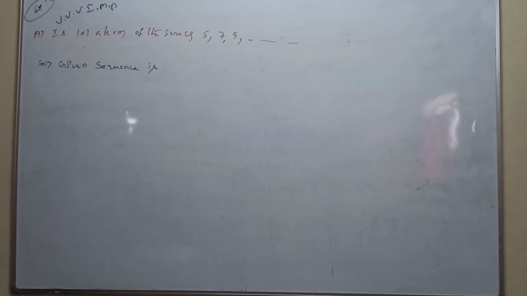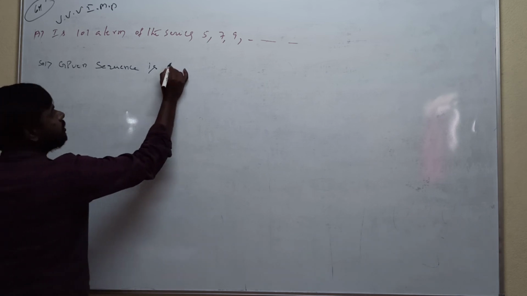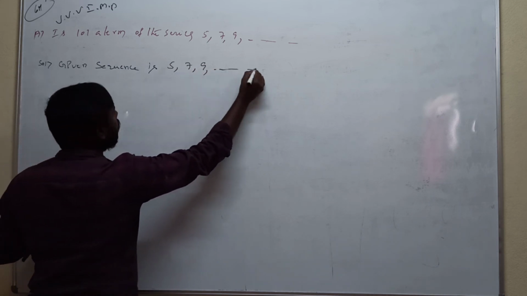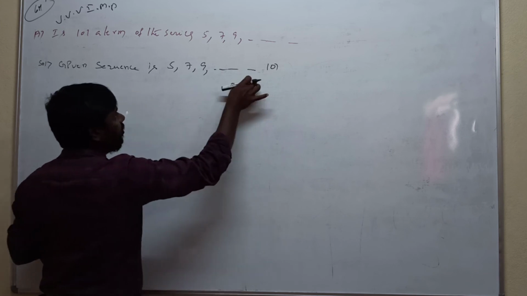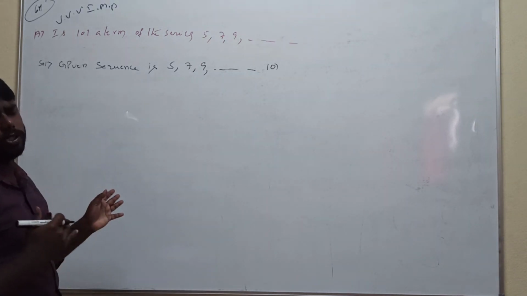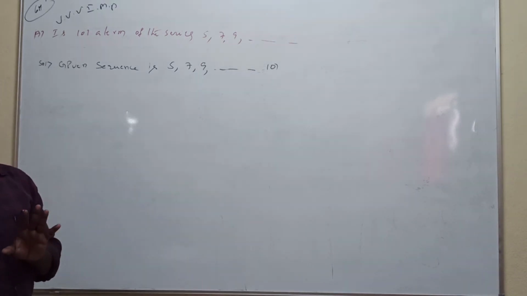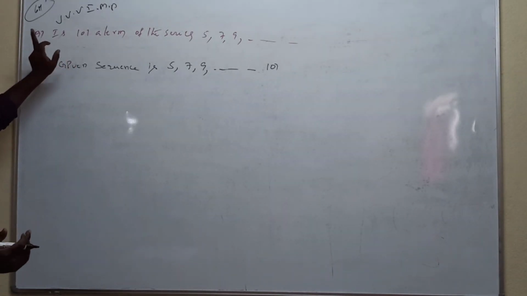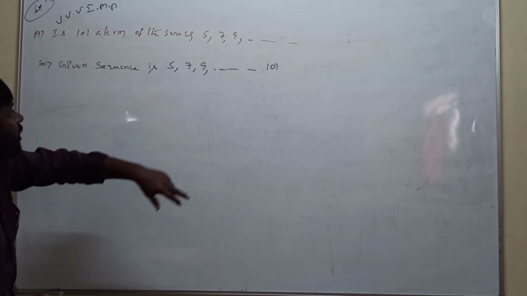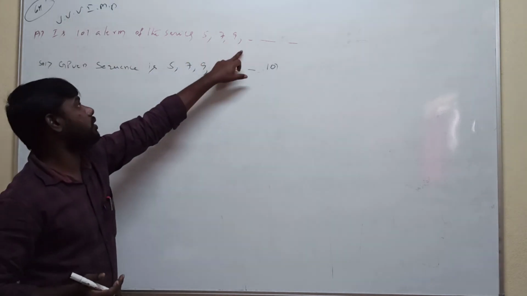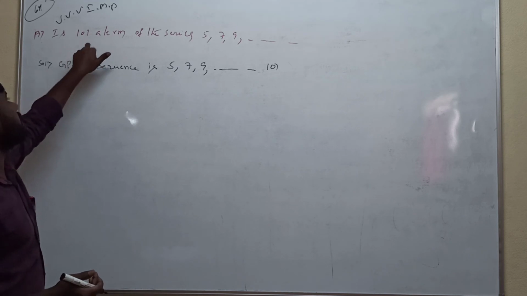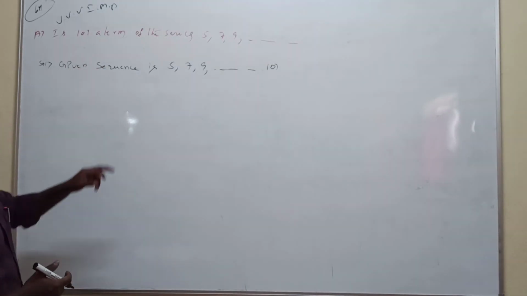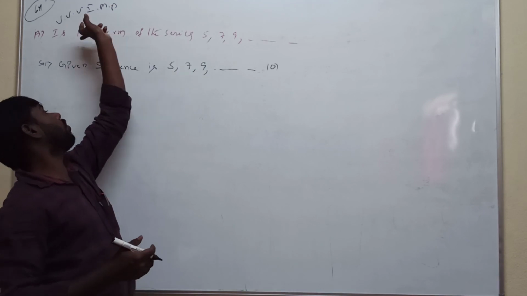Which term 101 is, you don't know. You just have to calculate. The given sequence is 5, 7, 9, and so on. In the before question they gave a sequence and a value, but here they have not mentioned which term of this series it is. That's why the question is, is 101 a term of this series 5, 7, 9, and so on. Which term is 101? You have to calculate.